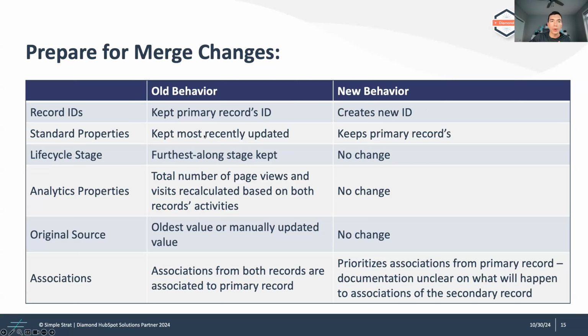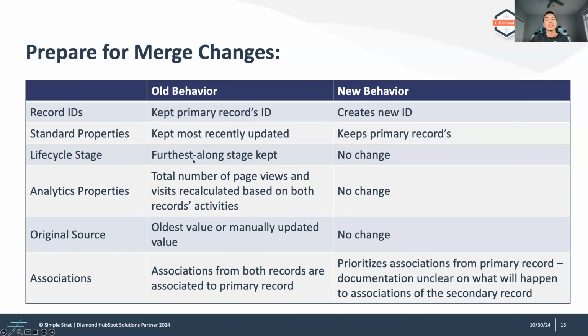For most other properties, except for the custom properties or specific properties we're going to talk about below, what used to happen is it would have kept the most recently updated value for each property, regardless of which record that was on. Now it's going to keep the value of the primary record. So that's going to be the biggest difference here. And then there aren't any changes to the specific property rules that HubSpot has.